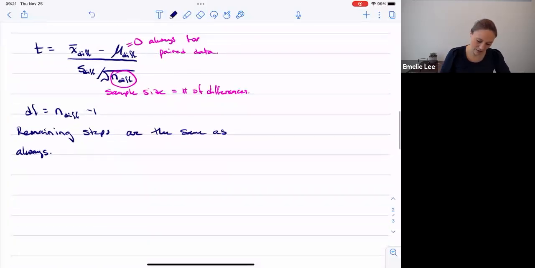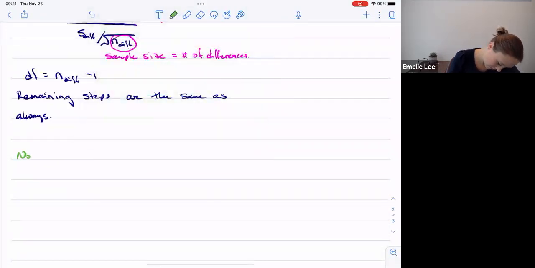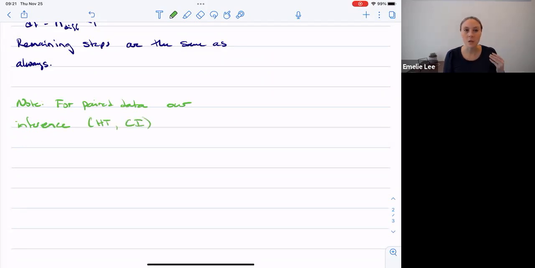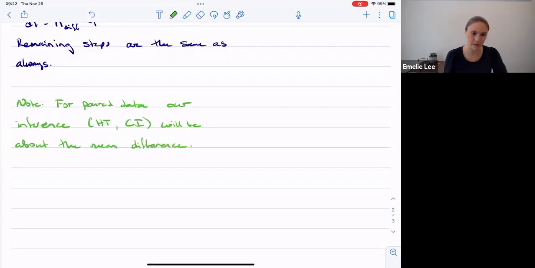And so all our inference, let me see here if I've got a note for paired data. Our inference, so hypothesis testing or confidence intervals, our inference will be about the mean difference. Okay, so that's important.